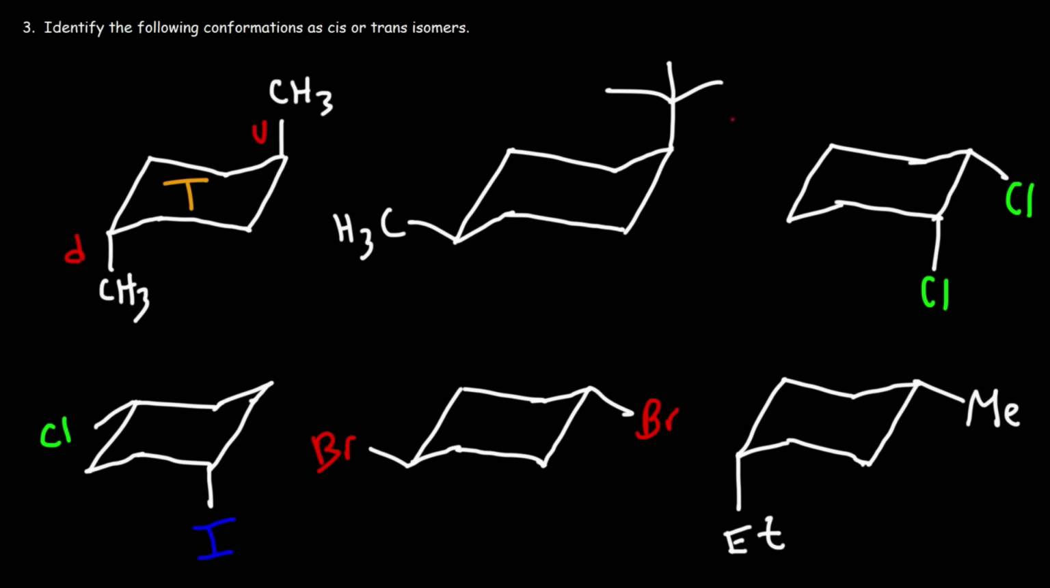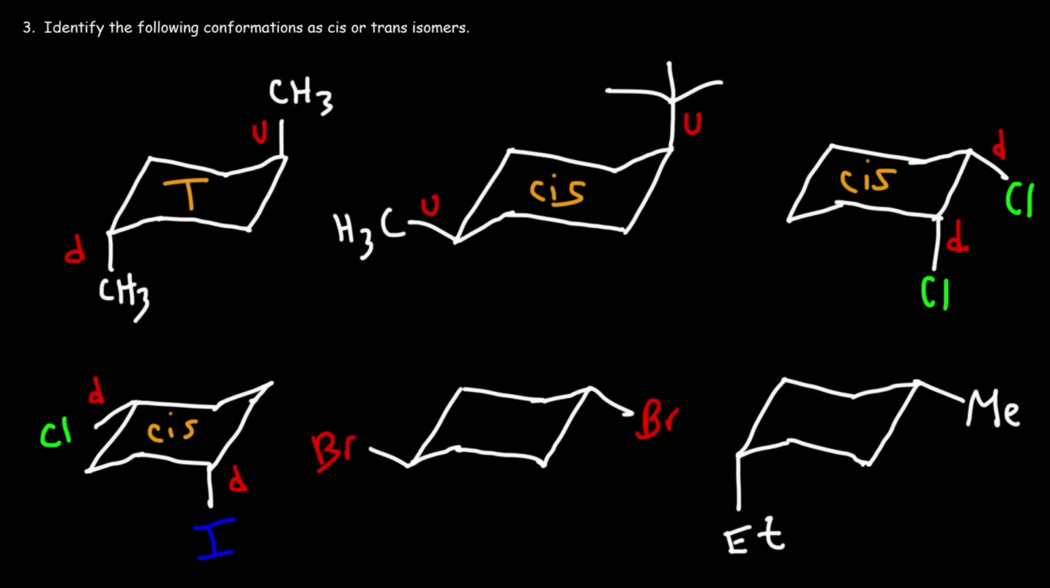Now looking at the next one, this is axial up, this is equatorial up. Because they're both facing upward, this is going to be cis. They're going in the same side. Now for the next one, this is equatorial down, this is axial down. They're both going in the downward direction, so the same direction. Thus this is going to be cis. Next, this is equatorial down, axial down. Same direction, this will be the cis isomer.